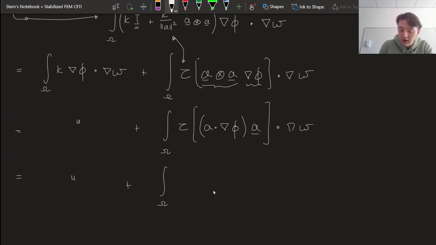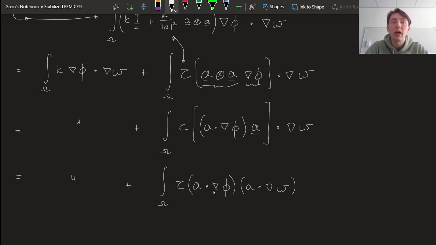And then we can actually see that we obtain a term that is quite nice looking, as A dot gradient of phi times A dot the gradient of W. Now, both of these are scalars. Right? So we have two scalars multiplied with one another, and again multiplied by a stabilization parameter now.